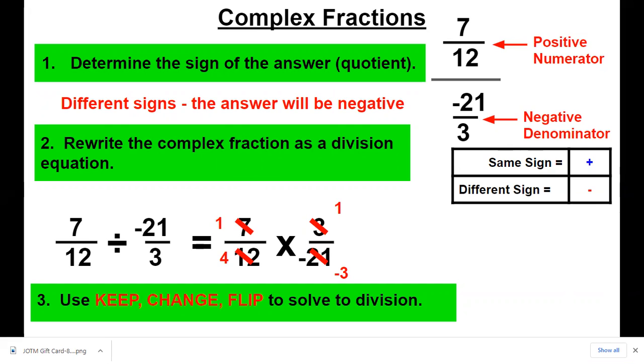So now I have just 1 times 1 on top and 4 times 3 on the bottom. Remember, we already said our answer was going to be negative, so that's going to be negative 1/12.